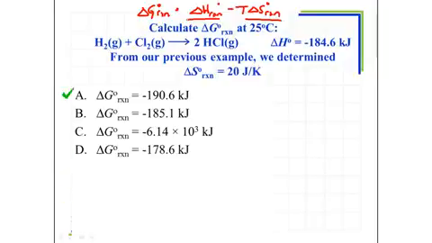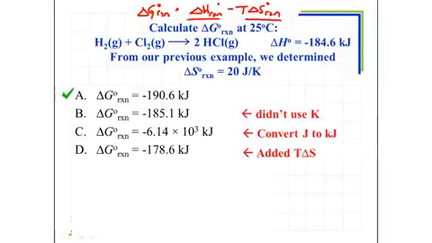Did you come up with a negative 190.6 kilojoules? If so, you did it correctly. If not, here are some of the common mistakes. Did you remember to work in Kelvin? I gave it to you in Celsius, but you have to be working in Kelvin in that equation. If you didn't work in Kelvin, then you probably answered B. Did you watch your units?